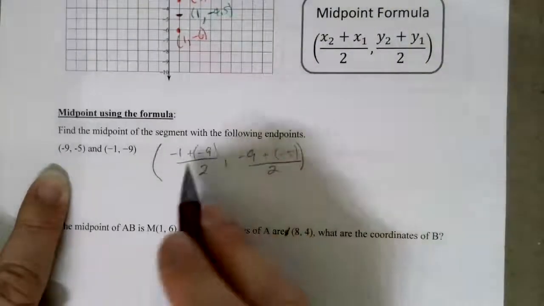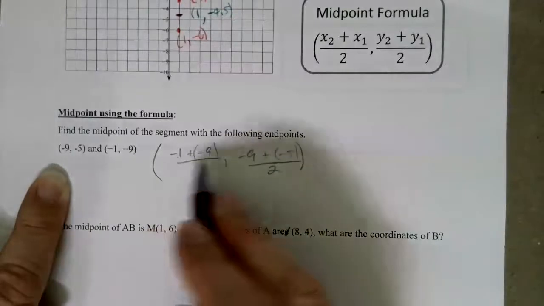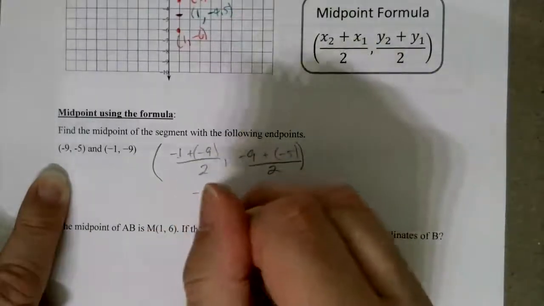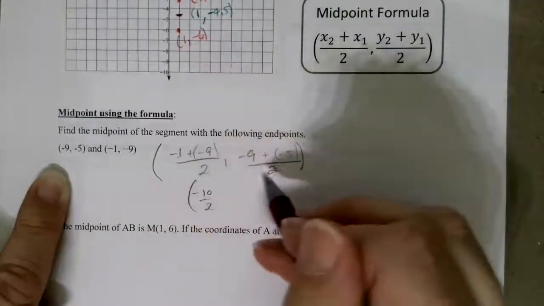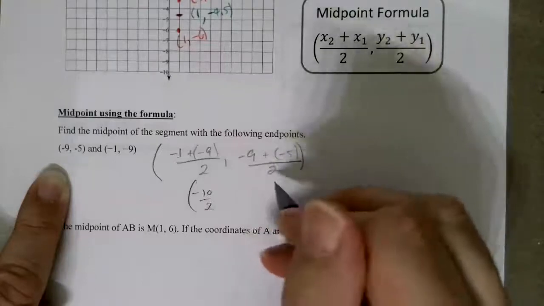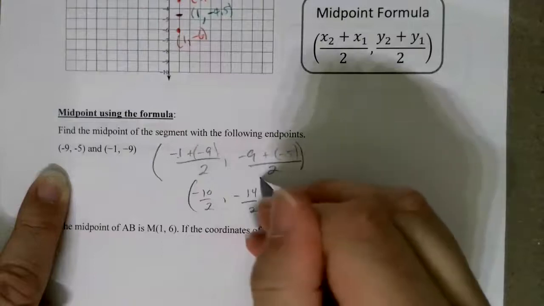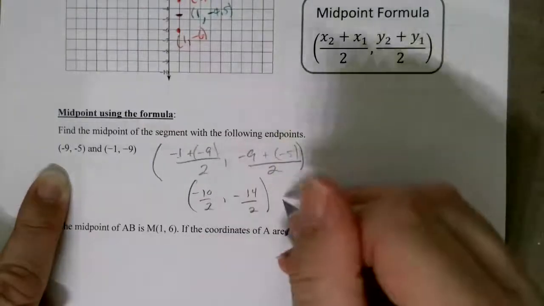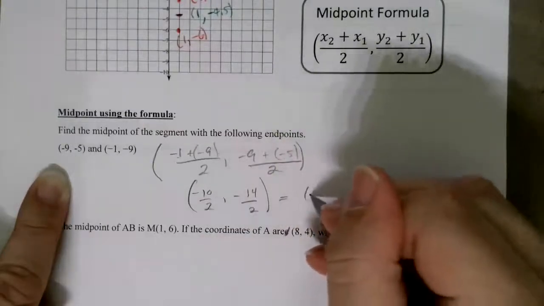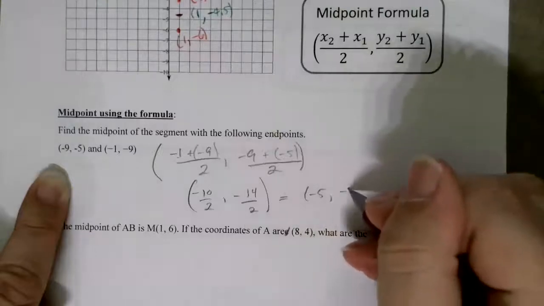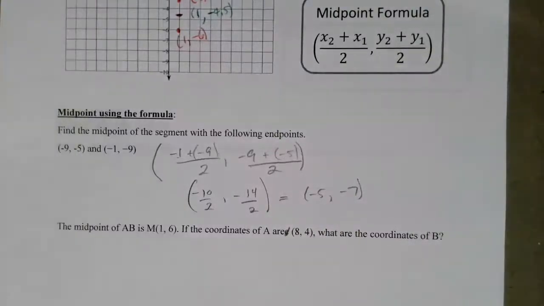Now I'm going to add them. So -1 plus -9 is -10 over 2. And -9 plus -5 is -14 over 2. And then these fractions reduce to negative. And if you don't see it, go to your calculator. So that's the midpoint. Easy peasy? Good, glad to hear it.